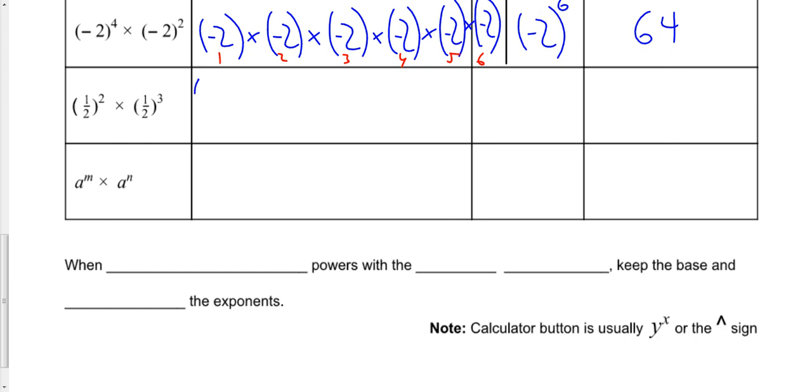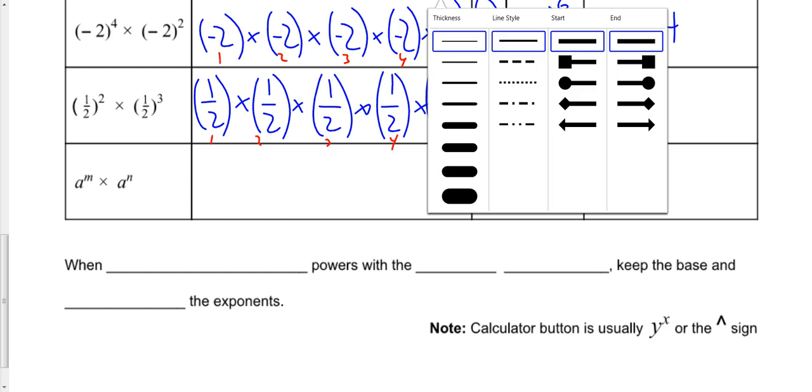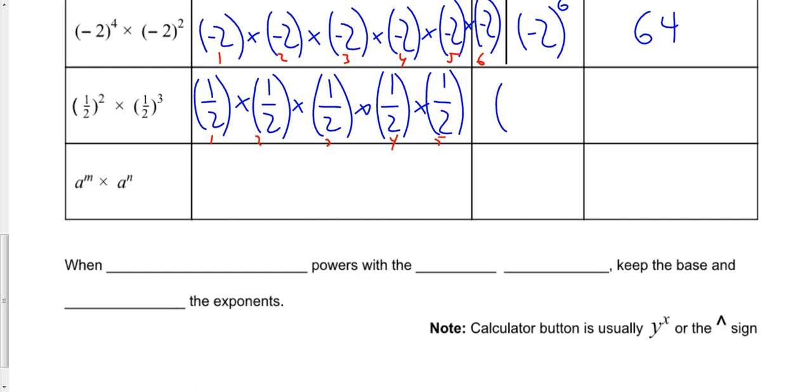So this is actually 1/2 times 1/2 times 1/2 times 1/2 times 1/2. I'm multiplying 1/2 five times: 1, 2, 3, 4, 5. If that's the case, then my base is still 1/2, but now my exponent is 5.